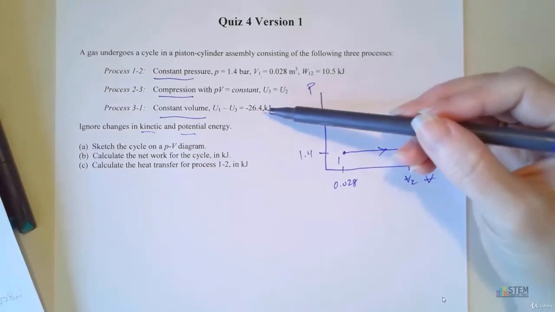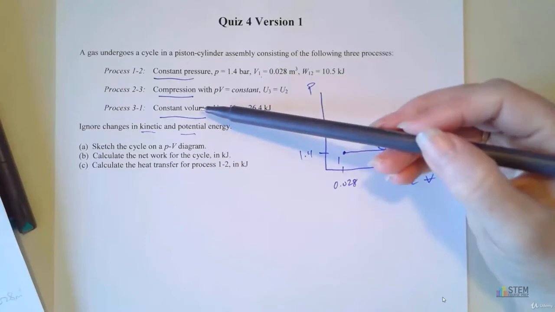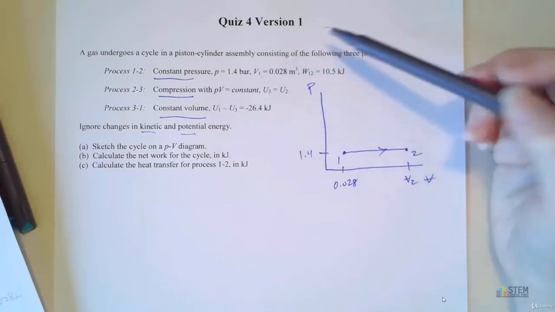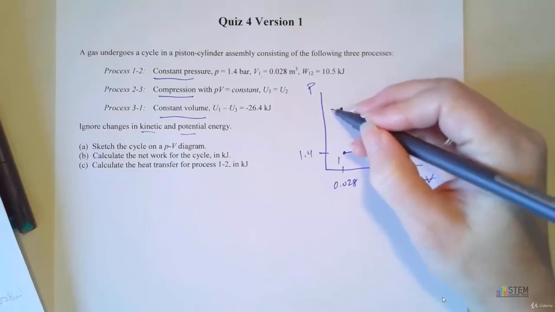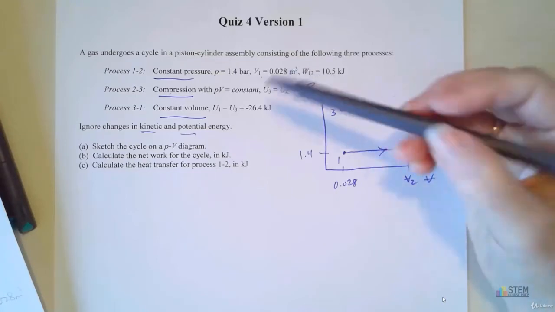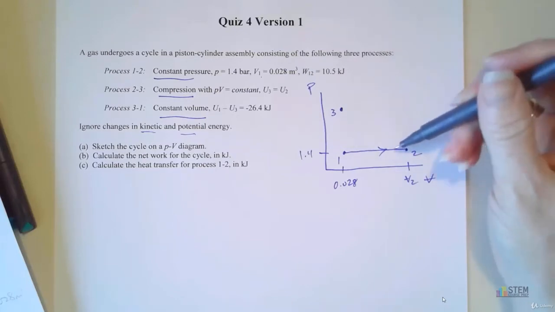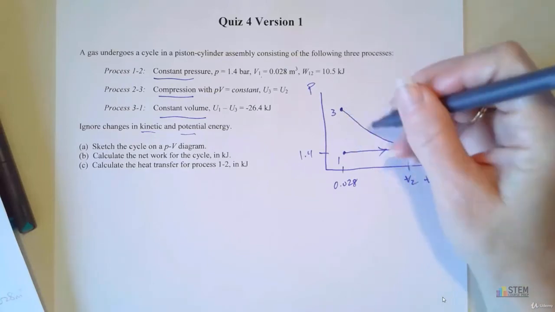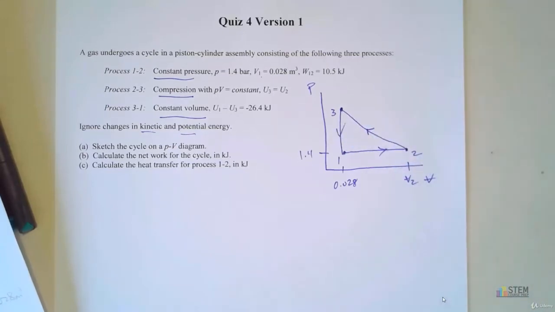And then if we look down in process 3-1, let's see if we find anything for state 3 that we could use. Here we know we have constant volume. So if we have constant volume going between 3 and 1, what does that tell us about the volume? It's going to be the same as state 1. Now notice I put it up here because remember process 2-3 is compression. If you're compressing the gas, you're reducing the volume, which in turn increases the pressure. So we're going to go like that, and then finally we go down to 1. So that'll be your diagram.